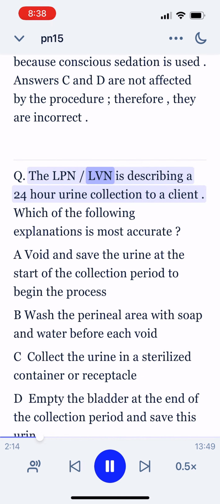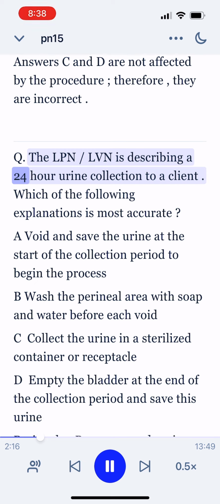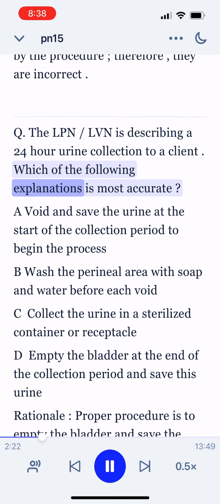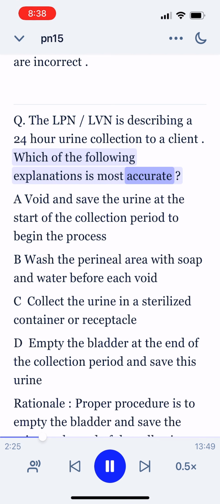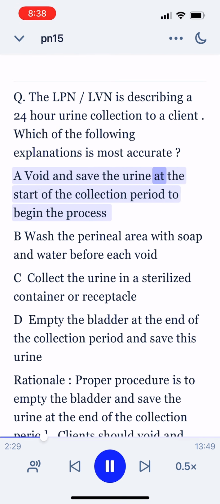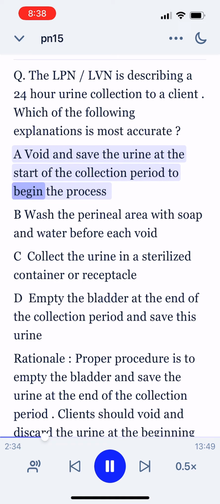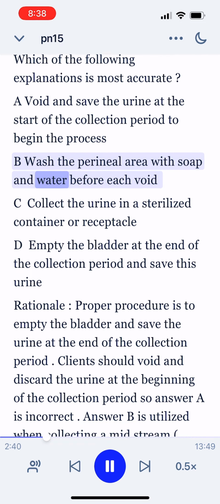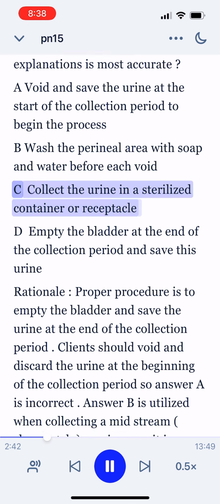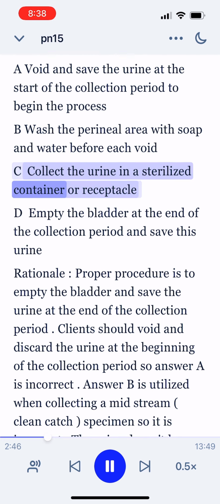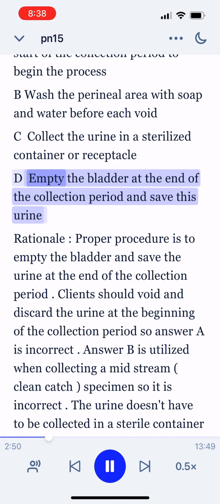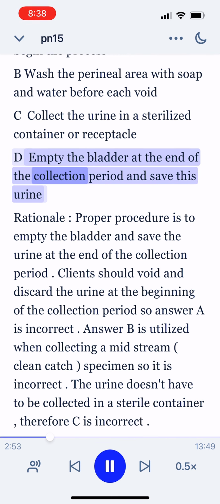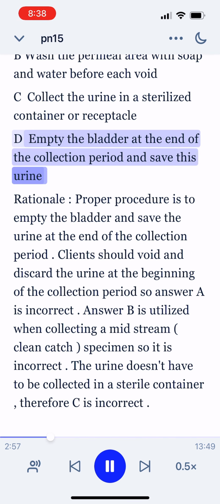The LPN-LVN is describing a 24-hour urine collection to a client. Which of the following explanations is most accurate? A. Void and save the urine at the start of the collection period to begin the process. B. Wash the perineal area with soap and water before each void. C. Collect the urine in a sterilized container or receptacle. D. Empty the bladder at the end of the collection period and save this urine.